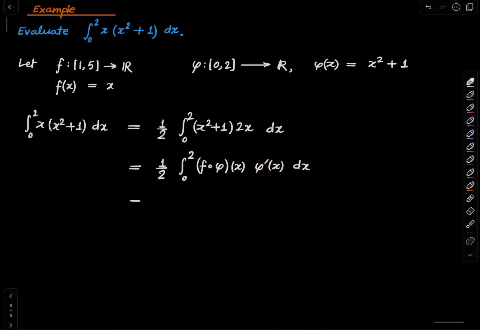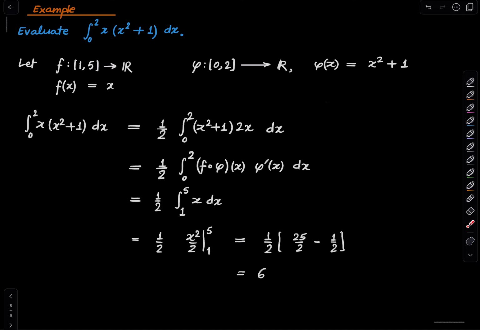And therefore, this is equal to half of the integral from phi of 0 to phi of 2 of f, which is just x. So this is equal to half of x squared by 2, from 1 to 5, which is half of 25 by 2 minus 1 by 2. Which is God knows what. This is equal to 6, I think. Yeah, hopefully my calculations are correct. So anyway, I hope I have illustrated the point.